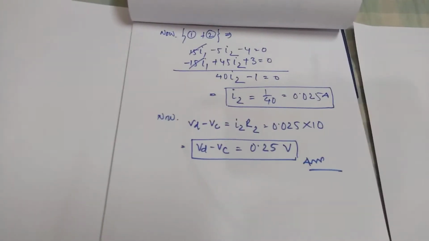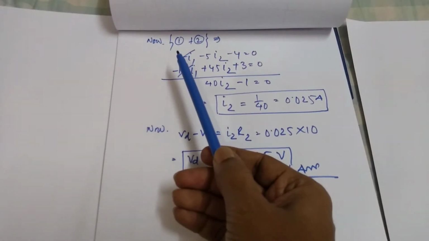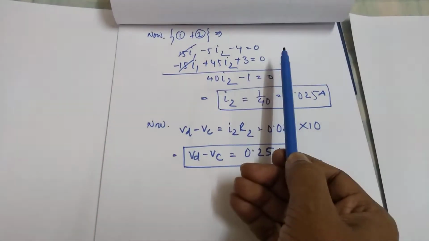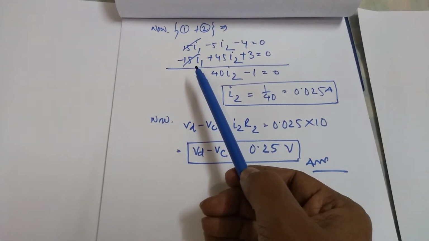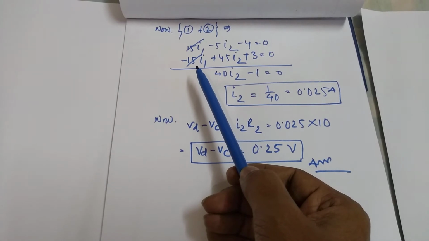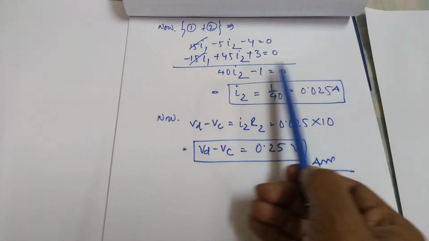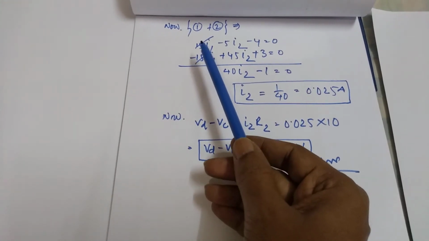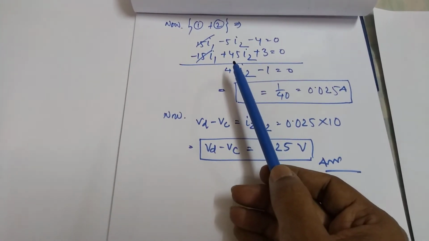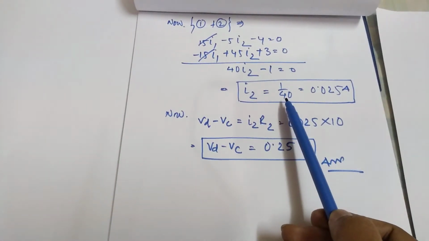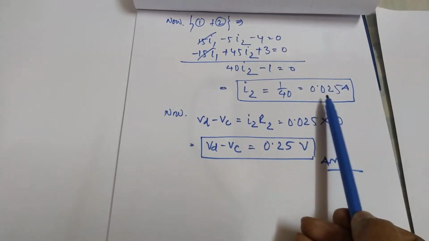Now I add equation 1 and 2. What I find is 15 I1 minus 5 I2 minus 4 equal to 0, which is equation number 1, and the second equation, which I multiplied by 3, becomes minus 15 I1 plus 45 I2 plus 3 equal to 0. If you add them, the minus 15 I1 and plus 15 I1 cancel out. I will find 40 I2 minus 1 equal to 0. Then I2 would be 1 over 40.